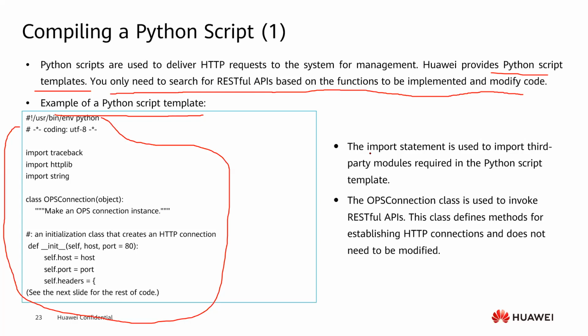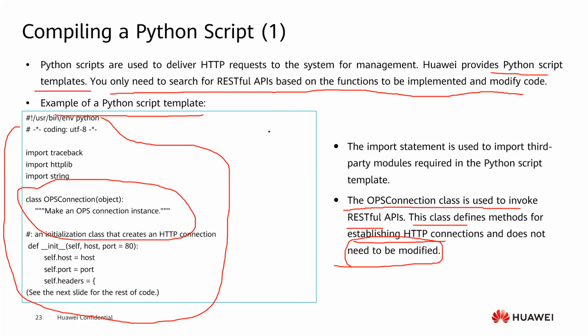You can see here the OPS connection class is used to invoke the RESTful API. This class defines methods for establishing HTTP connections and doesn't need to be modified. That means this code, you don't need to modify it. You just download it from the Huawei website.